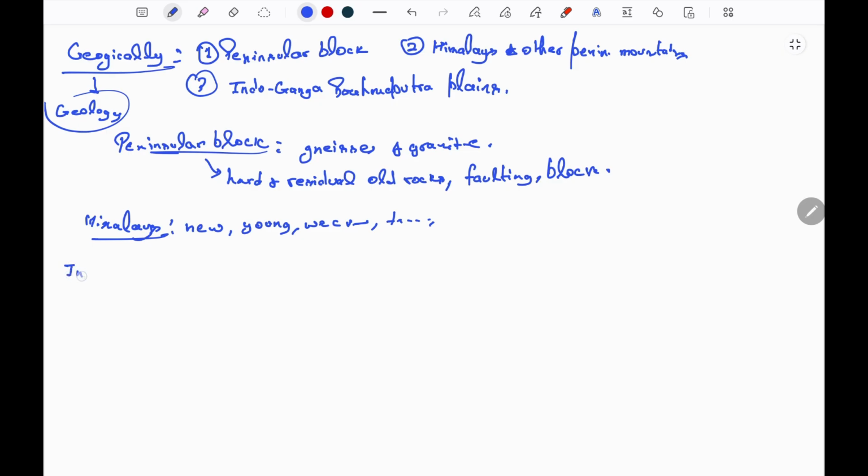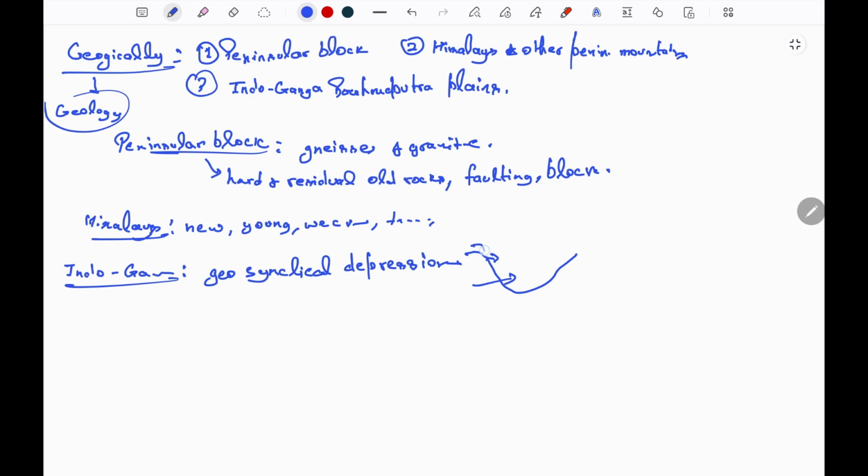Then comes the third one, that is the Indo-Gangetic plains, Indo, Ganga and Brahmaputra plains. Its origin is derived from a geosynclinal depression. That is, this region of plains was earlier in the form of a syncline, which was filled up by the sediments carried by the Himalayan rivers, and now it is in its present form of plain areas.